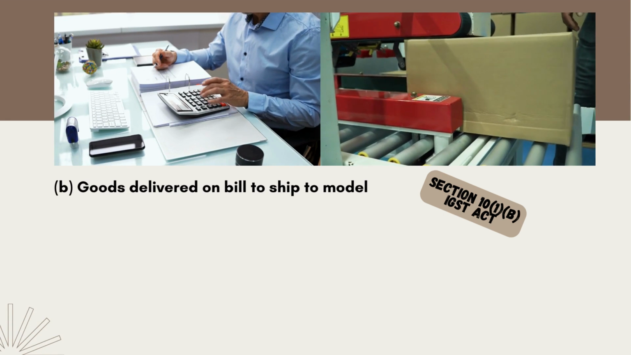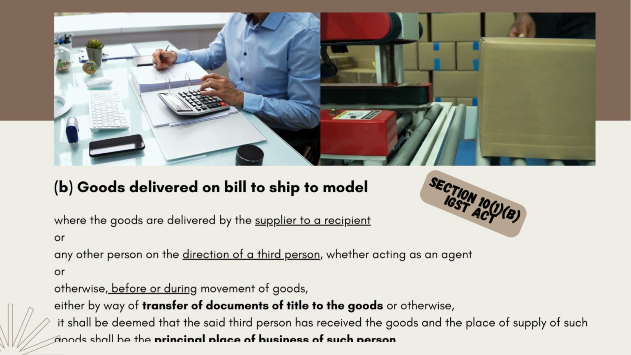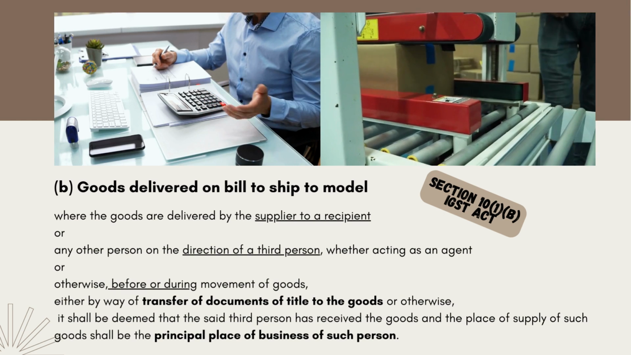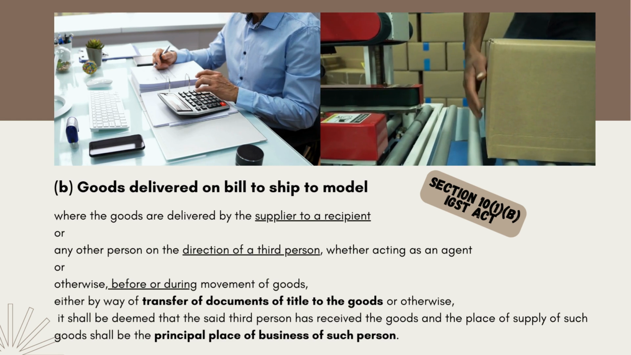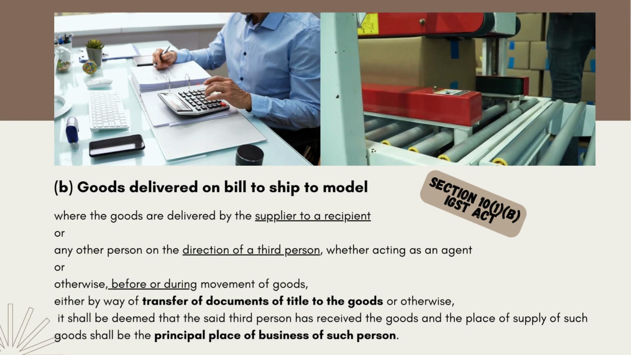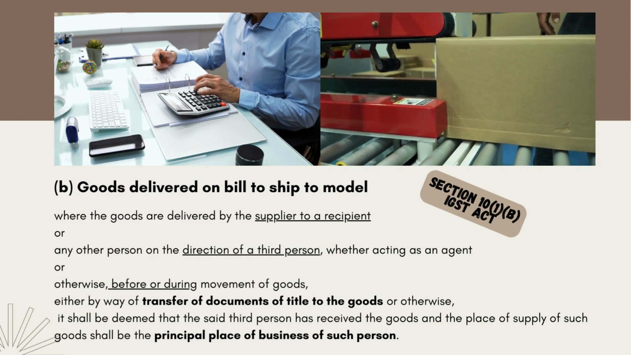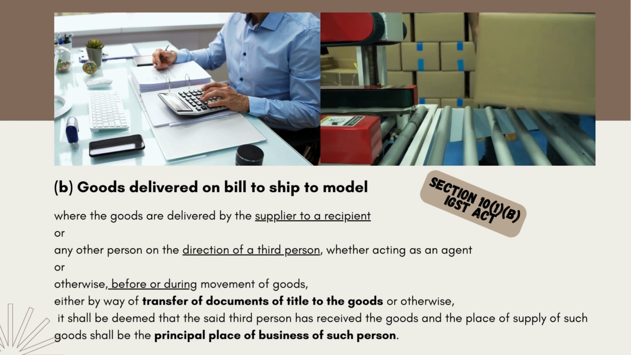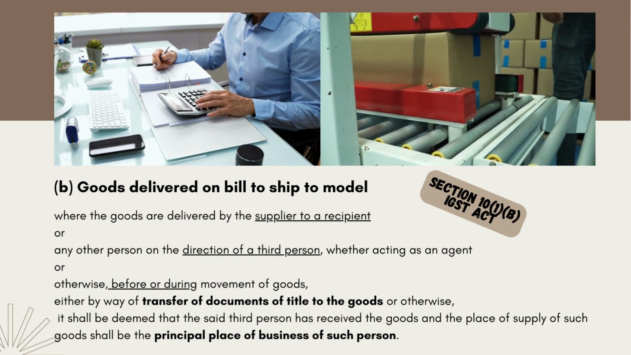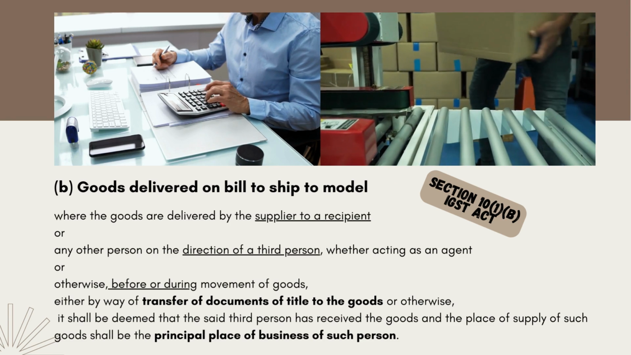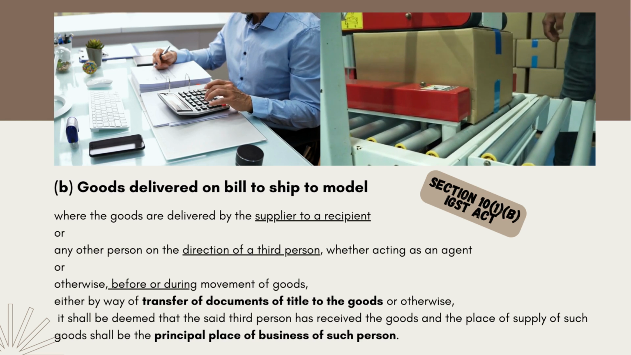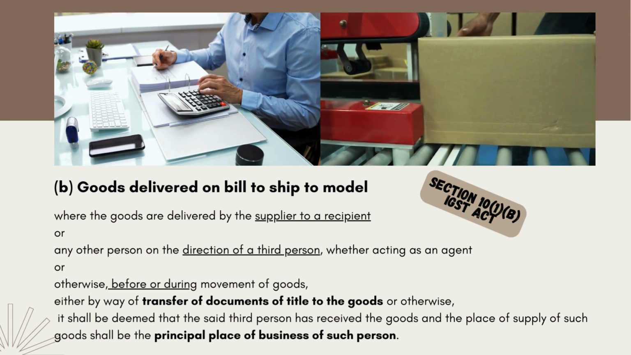B. Goods delivered on bill to ship to model. Where the goods are delivered by the supplier to a recipient or any other person on the direction of a third person, whether acting as an agent or otherwise, before or during movement of goods, either by way of transfer of documents of title to the goods or otherwise, it shall be deemed that the said third person has received the goods, and the place of supply of such goods shall be the principal place of business of such person.